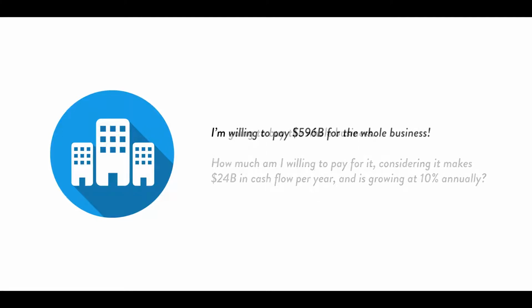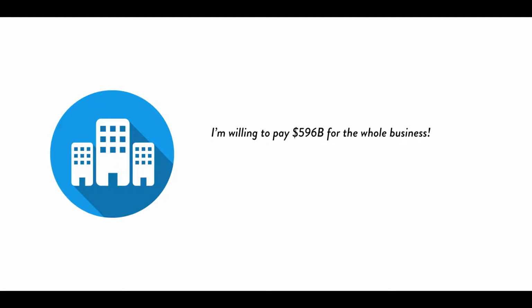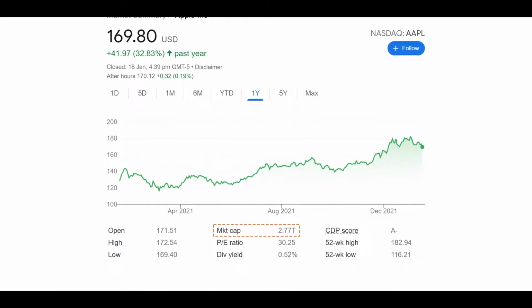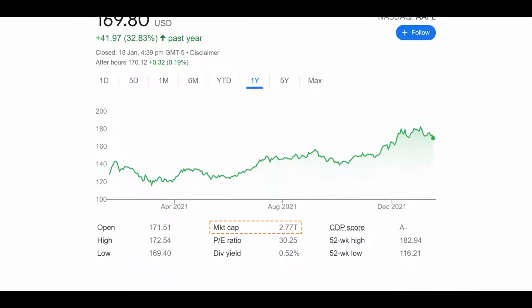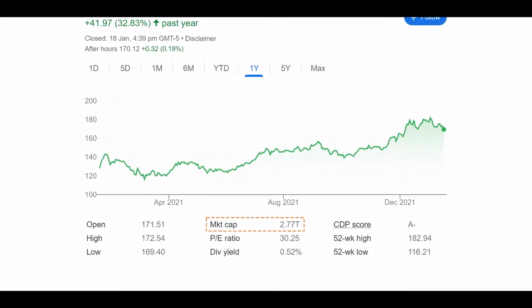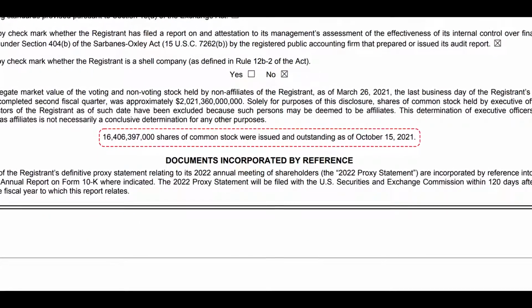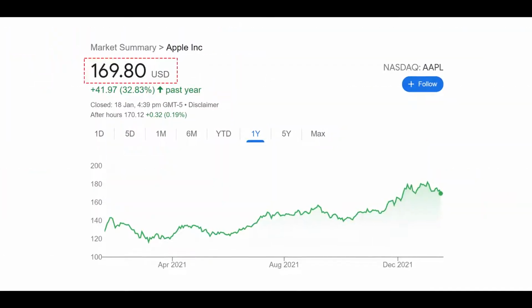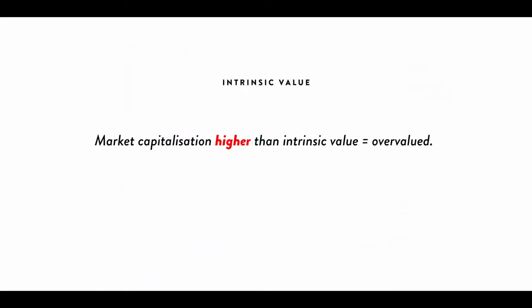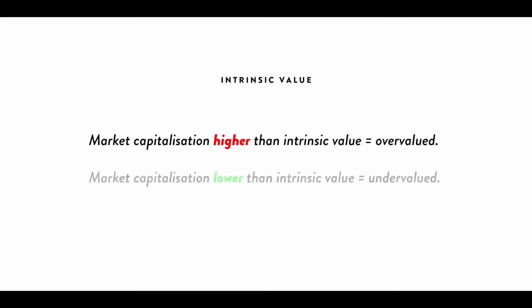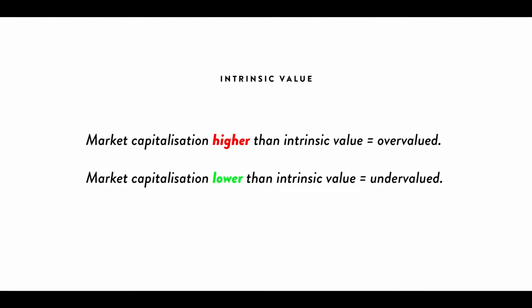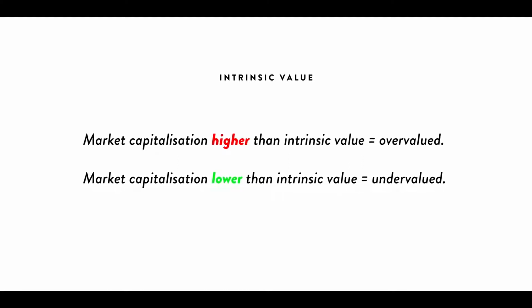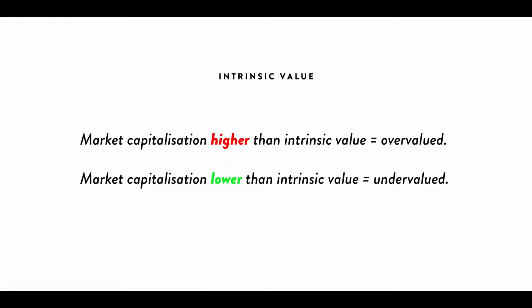Once we figure out how much we'd be willing to pay for the business, we can then compare that intrinsic value to the current market capitalization of the business. And the market cap, for those that don't know, is the total stock market value of a company. So it's equal to the amount of shares the business is divided up into, multiplied by the current share price. And if the market capitalization ends up being higher than our intrinsic value, then the business is overvalued. And if the market cap is lower than our intrinsic value, well, that's a good sign for us because it means that the business is undervalued. So that's what we're trying to do.